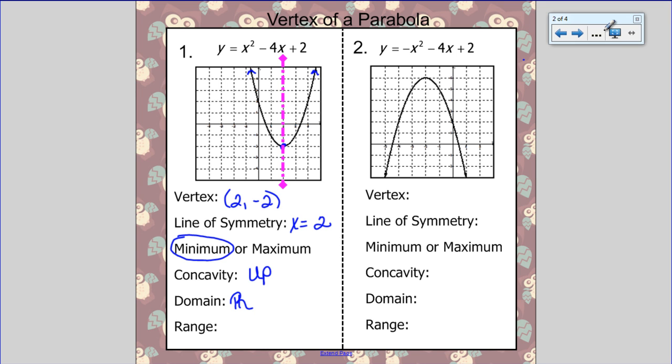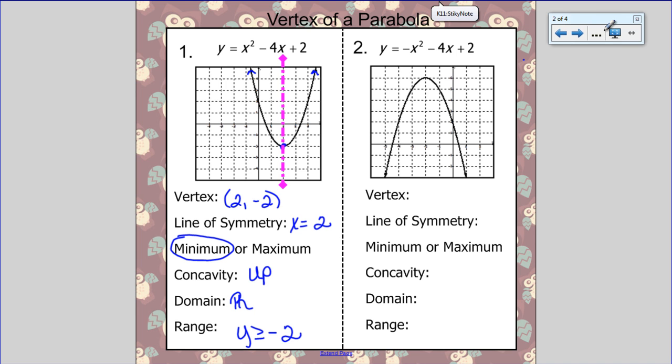Your range goes from the bottom of the parabola to the top. Well, the bottom of this parabola, since it's concave up, it has a minimum, is down here at my vertex (2, -2), and so it starts at -2 and then just gets bigger. So my range is everything greater than or equal to -2.